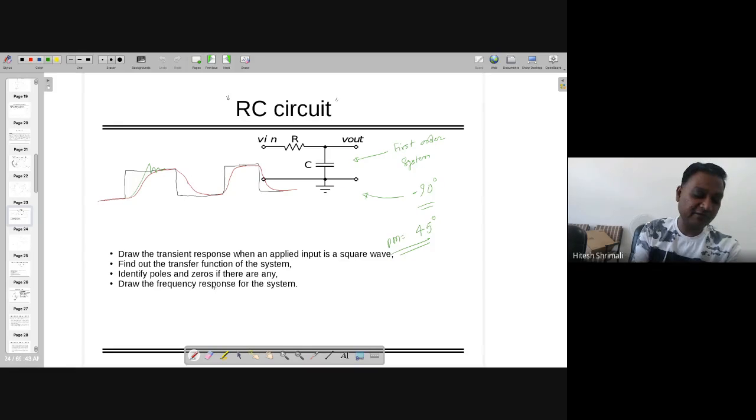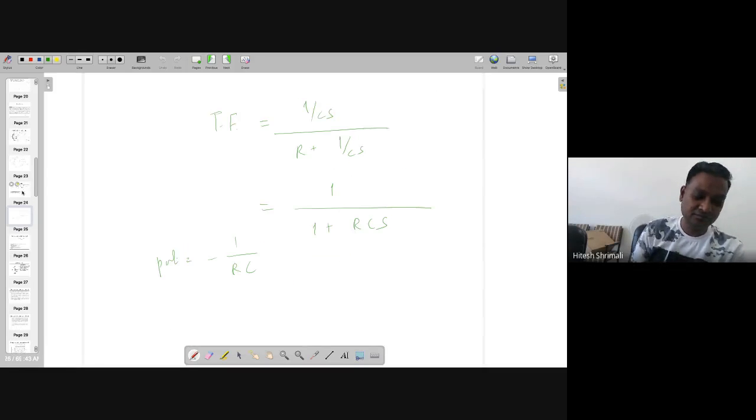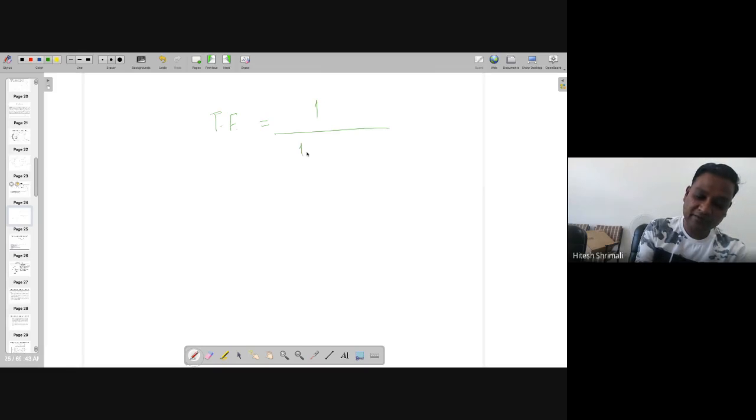Now I want to draw the frequency response of this one. So I can draw the frequency response, meaning the Bode plot, of 1/(1 + RCS).